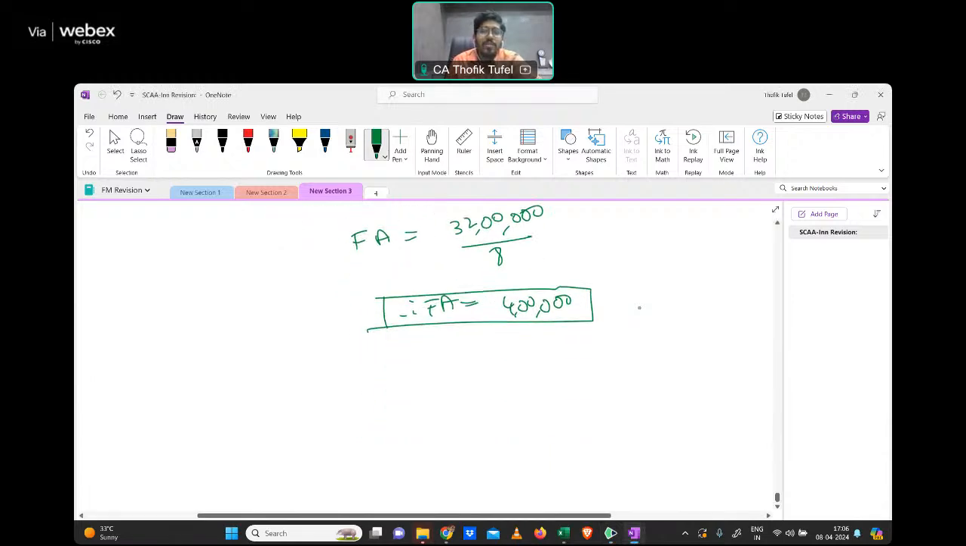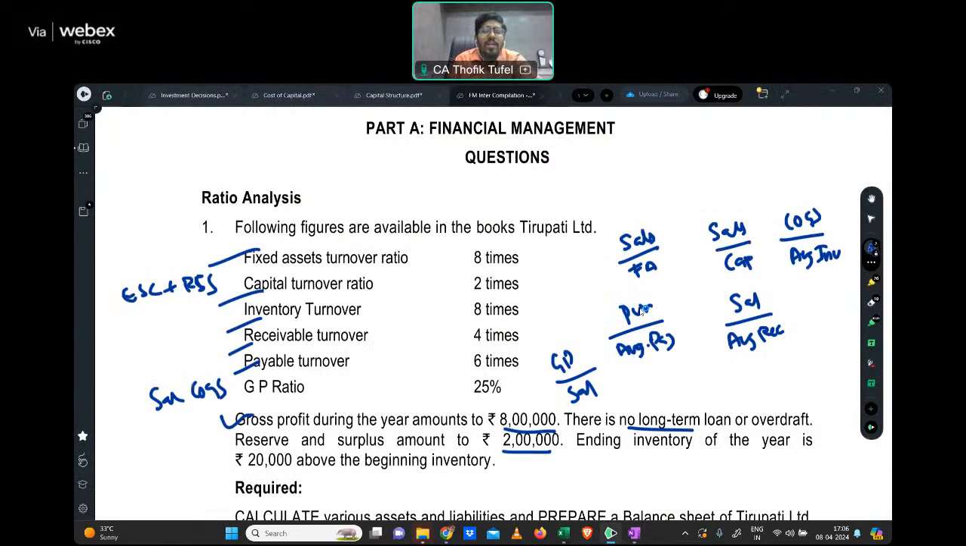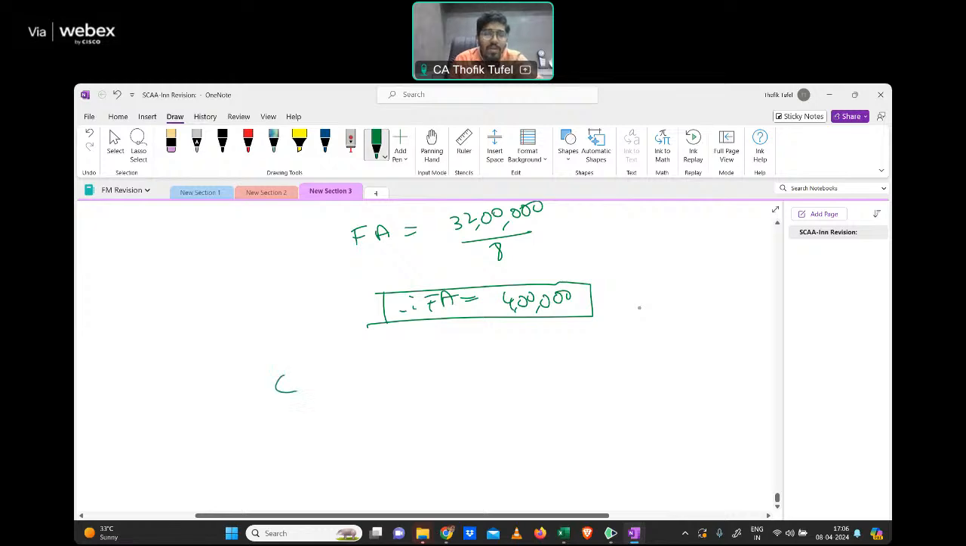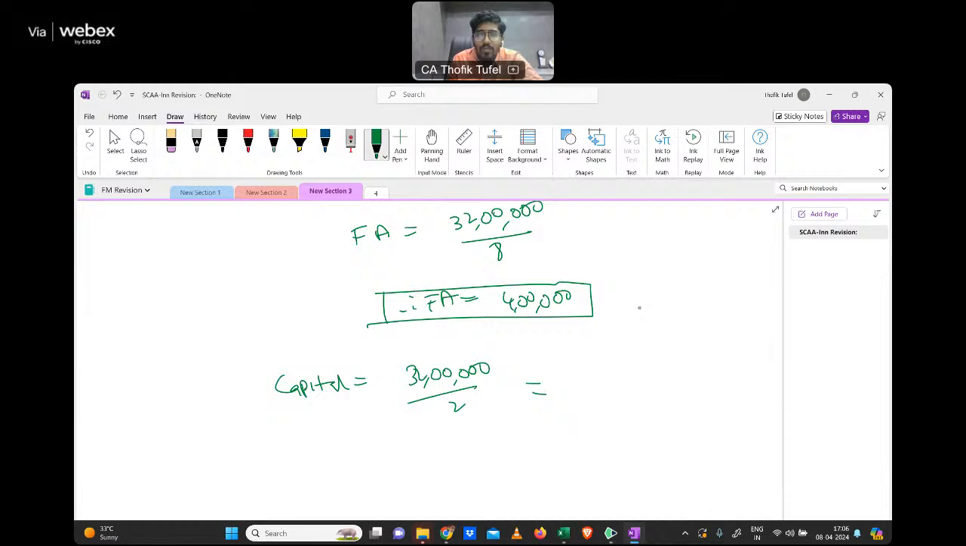So my fixed asset is equal to 4 lakh rupees. Similarly, capital turnover ratio is equal to 2 times. So what is my capital? My capital is equal to 32 lakh divided by 2. 32 divided by 2 is 16 lakhs. So 16 lakh rupees is my capital.